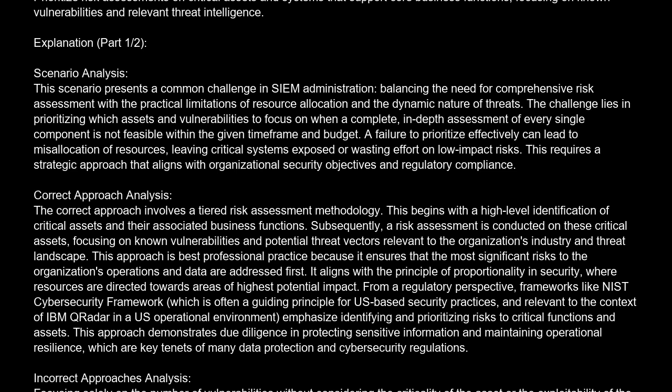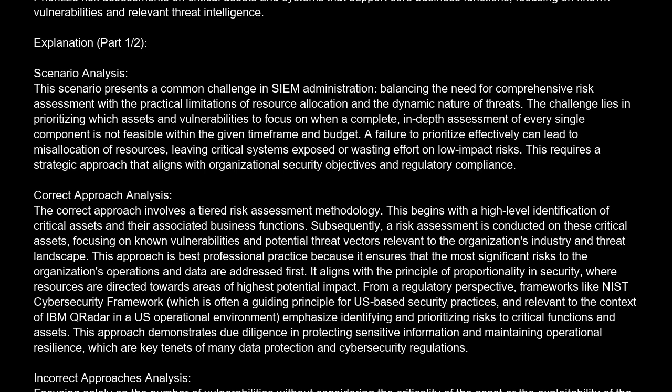The challenge lies in prioritizing which assets and vulnerabilities to focus on when a complete, in-depth assessment of every single component is not feasible within the given time frame and budget. A failure to prioritize effectively can lead to misallocation of resources, leaving critical systems exposed or wasting effort on low-impact risks. This requires a strategic approach that aligns with organizational security objectives and regulatory compliance.